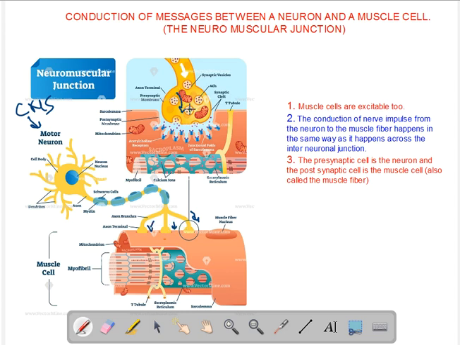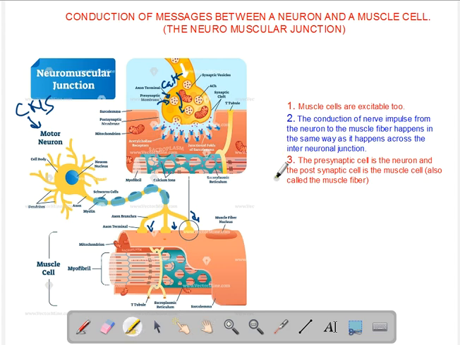Basically, it reaches the synaptic knob, and the same biochemical process takes place. The uptake of calcium ions, stimulating the synaptic vesicles to fuse with the presynaptic membrane, the bursting of the vesicles, the release of acetylcholine or some other kind of neurotransmitter, the picking up of those neurotransmitters by the receptors on the postsynaptic membrane, the uptake of sodium ions, and the excitation of the muscle cell, the contraction and the relaxation.